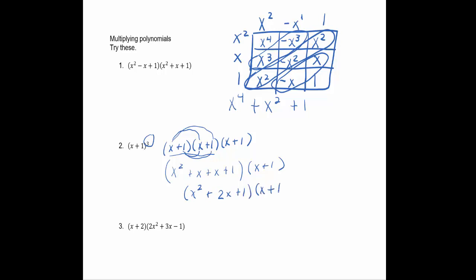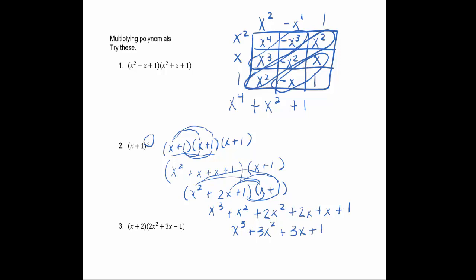So now you have a trinomial, 3 terms, times a binomial. X squared times x is x cubed. X squared times 1 is x squared. 2x times x is 2x squared. 2x times 1. 1 times x. 1 times 1. Combine your like terms. So you have x cubed plus 3x squared plus 3x plus 1. Of course, again, you can do your rectangular form. You would just have to do that twice.